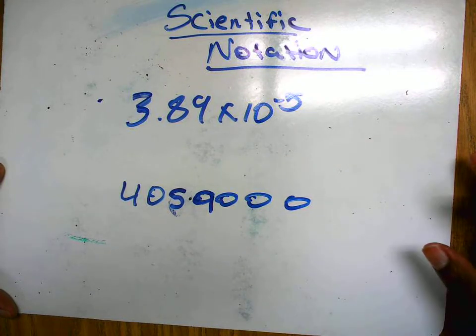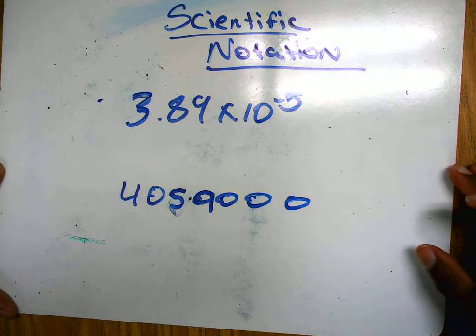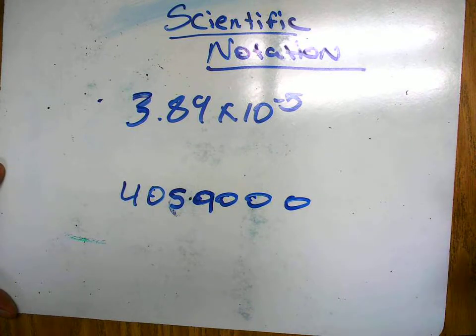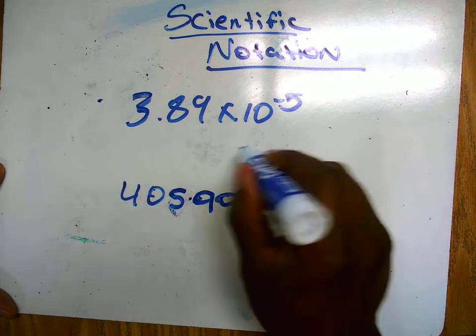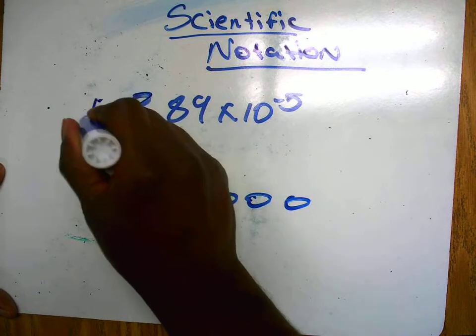Okay, today we're gonna work on scientific notation. Scientific notation is a way to write extremely large or extremely small numbers. There's the standard form and then there's the scientific notation form. Scientific notation form is the first one we have here.